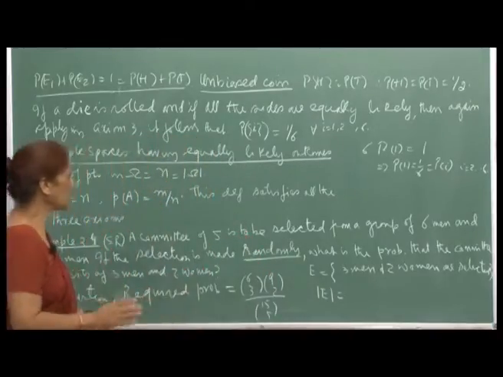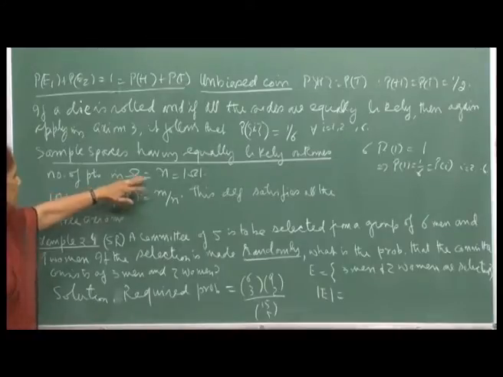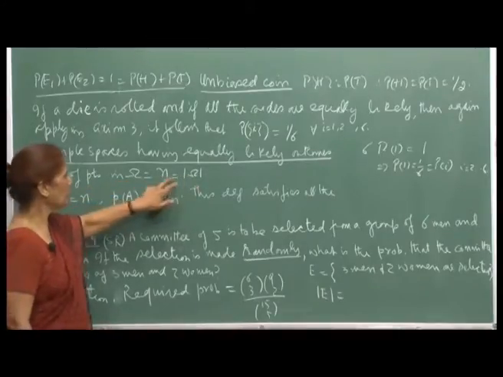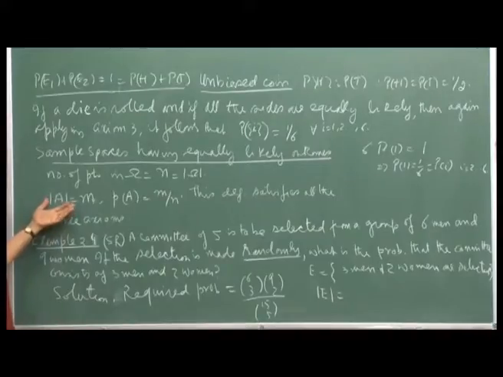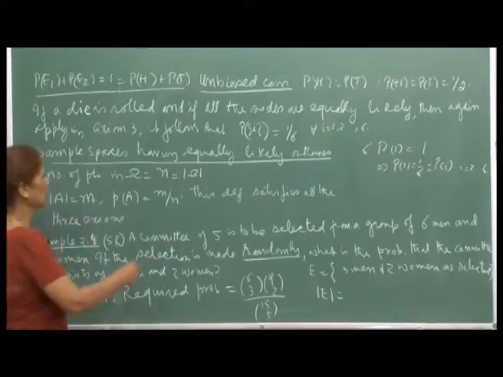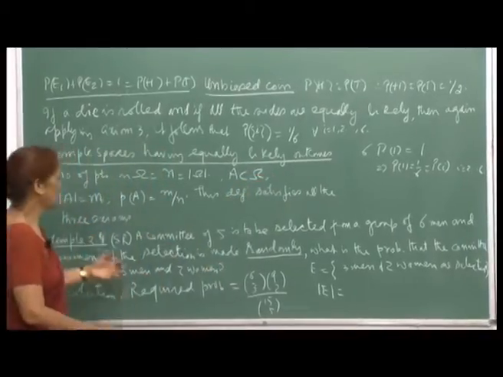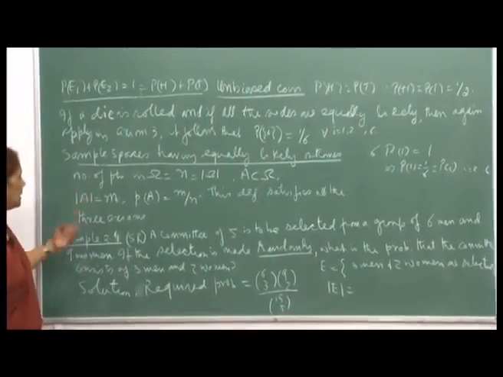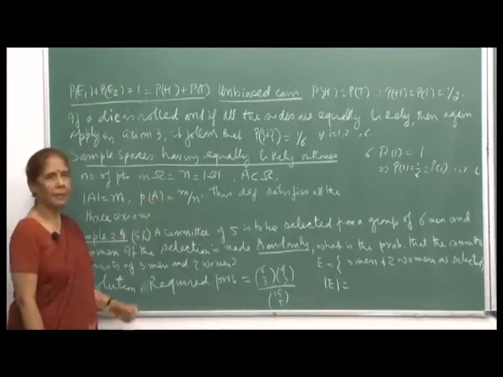If that is satisfied, then let us start with this definition. Suppose omega has n number of points, that means the cardinality of omega is n, and the number of points in A, where A is an event, A is a subset of omega, right, is m. Then we define the probability of A as m divided by n.